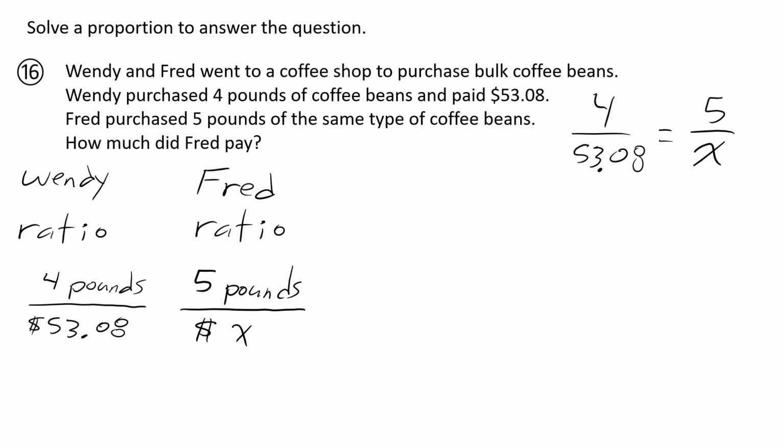But when I'm setting it up, I need to make sure I'm consistent with my units, right? So if I use the numerator for pounds, make sure the numerator is pounds on both of them. If the dollar value is the denominator, make sure it's on both of them. Cross multiply, I gotta do 4 times X. And then I need to do 53.08 times 5.